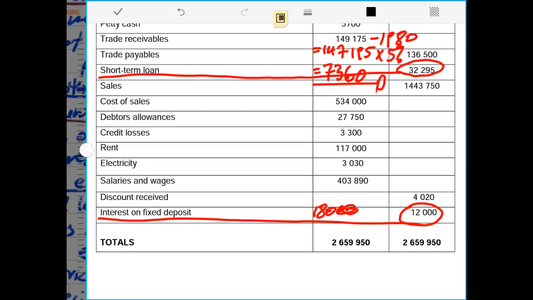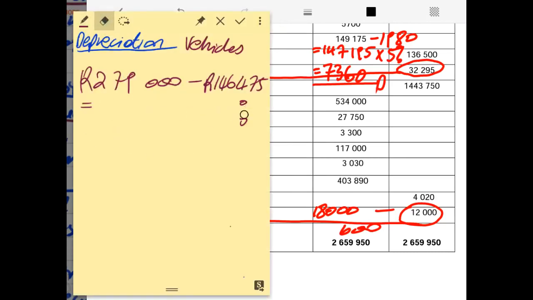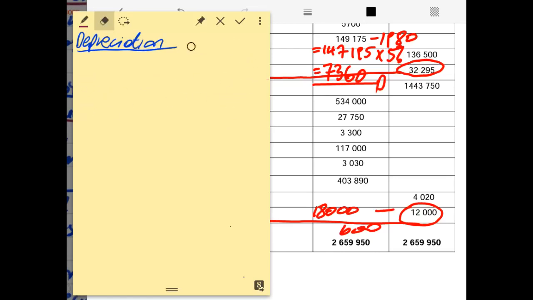So if you say 18,000 rands minus 12,000 rands, you will see that there is a difference of 6,000 rands. Therefore now 6,000 rands is accrued interest income, and we were required also to do the general journal for that entry. So now we have to debit accrued interest, because accrued interest income is an asset.